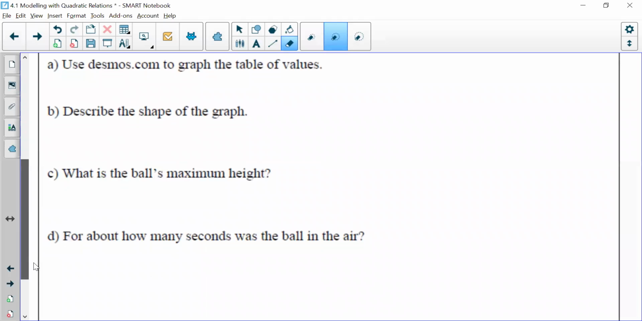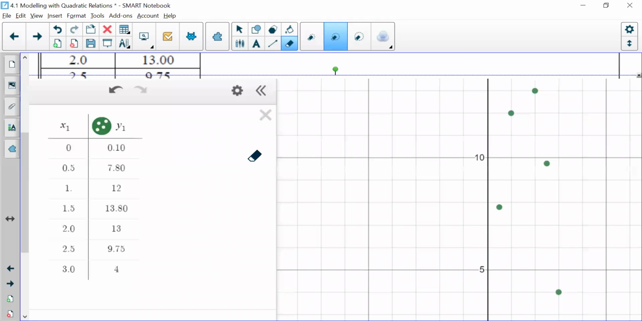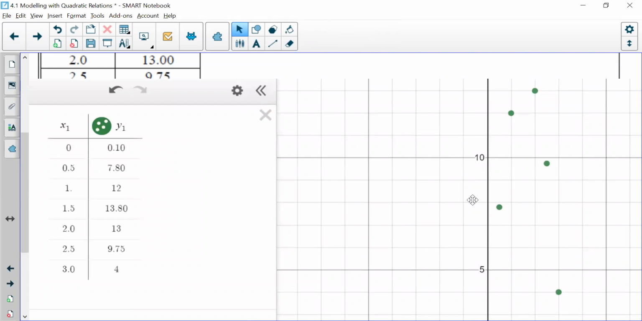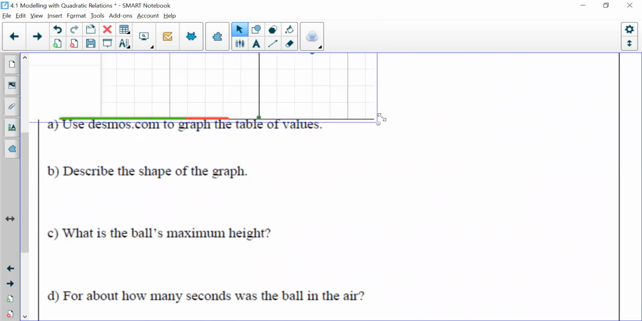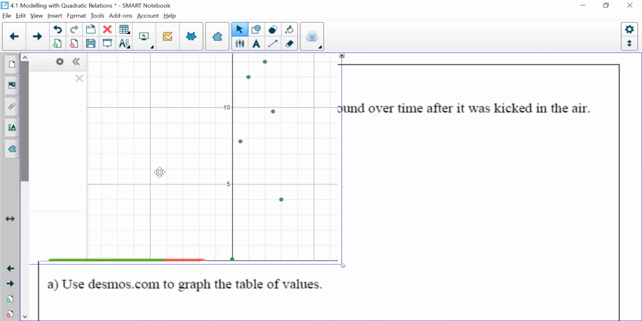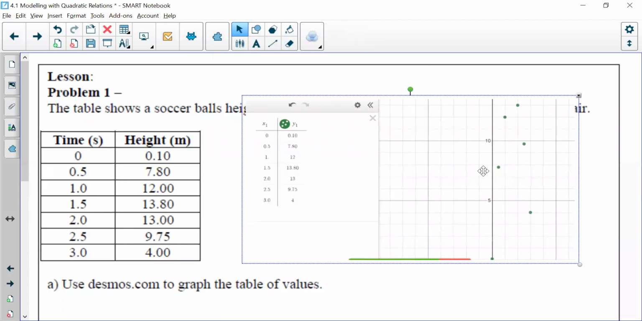So we used Desmos. I can put the graph in here. It's quite big. I hate it when something is so spread out and it just makes it look really big or something.